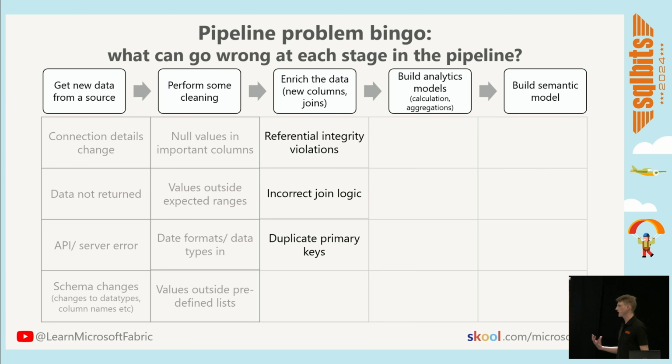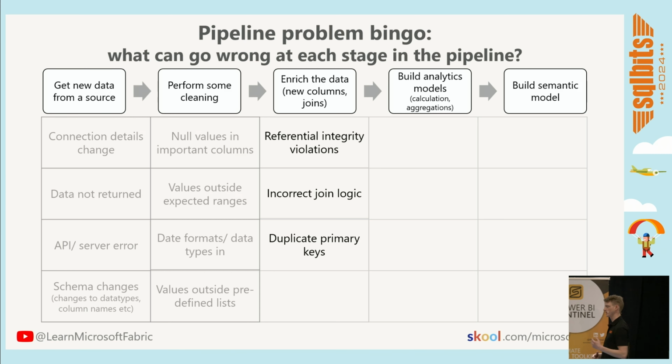Enriching the data, we can get referential integrity violations, where the unique set of one kind of key that you're joining on in one table doesn't match the same in the other table. Maybe your join logic is incorrect, you're using the wrong type of join, and that's going to introduce new data quality issues, and it's your fault, really.